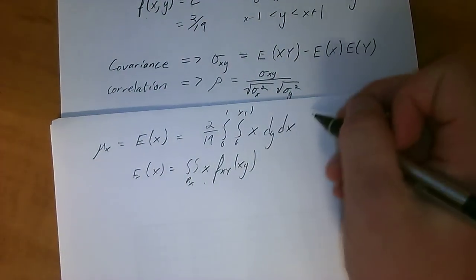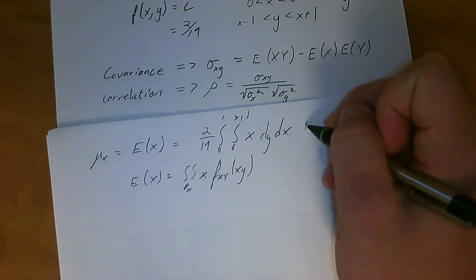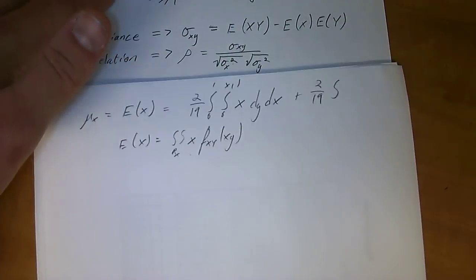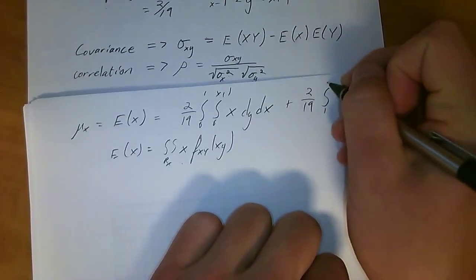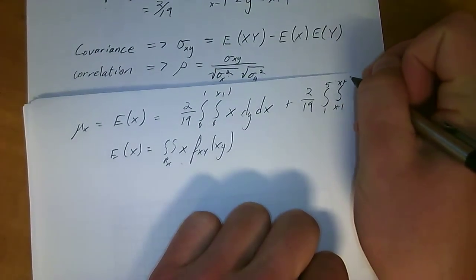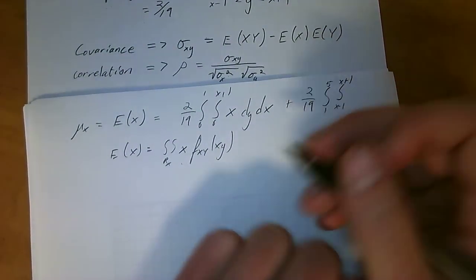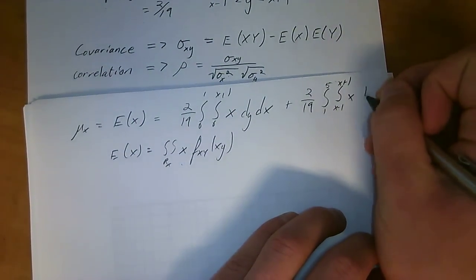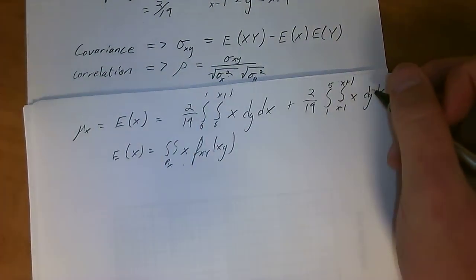Now again, this is going to have to be a double integral plus 2 over 19, because again we have that odd-shaped graph that we drew earlier. So 1 to 5, and then the integral from x minus 1 to x plus 1. And since it's not conditional, you use all the points, you use the entire range, x, dy, dx.